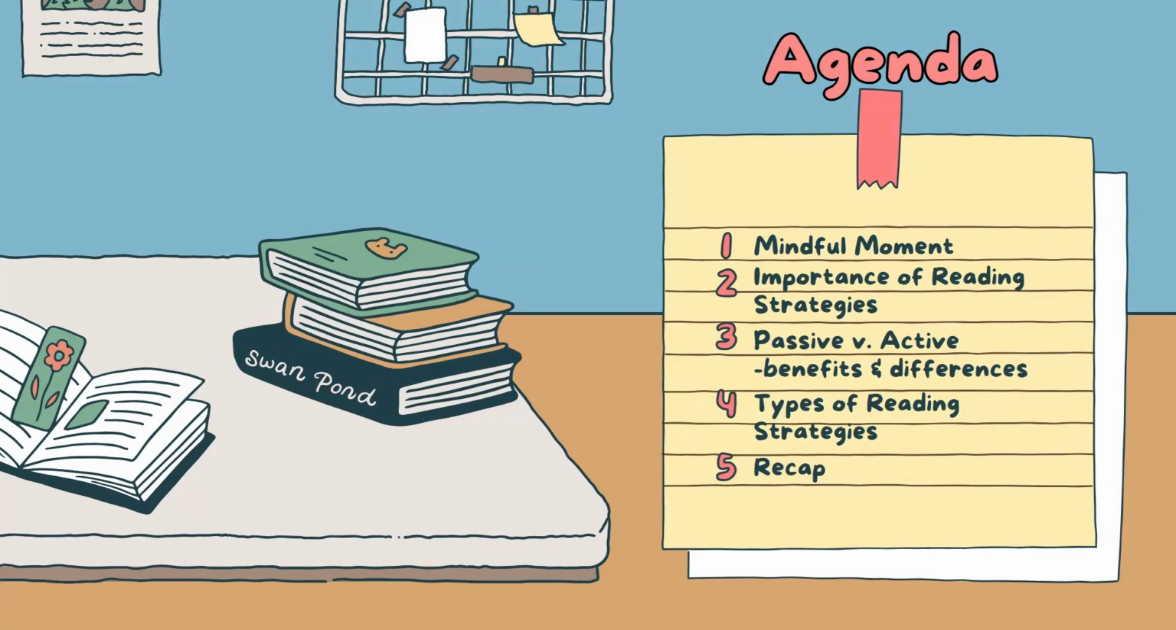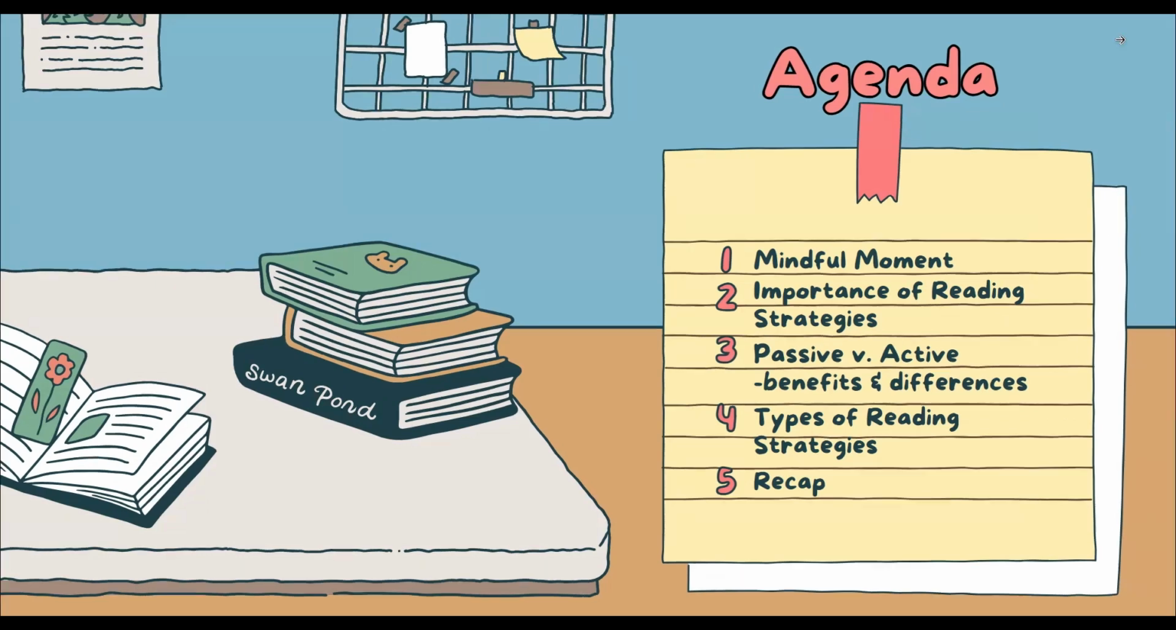We're going to do a brief overview about that. Then we're going to be going over the passive and active reading strategies, the benefits and differences, and also which one you should probably use more if you're trying to read and retain your information. Then we're going to go into the different types of reading strategies, and then we're going to do a recap, and then we're going to close it out from there.